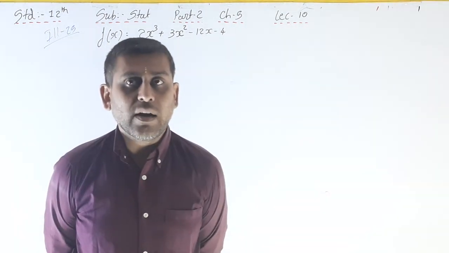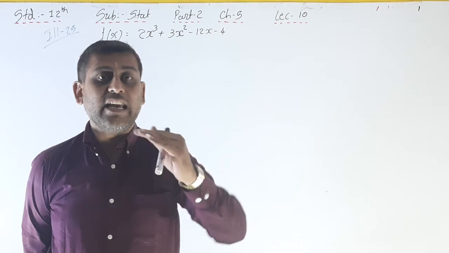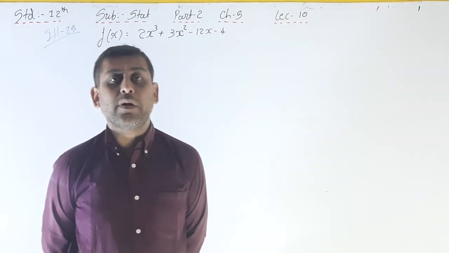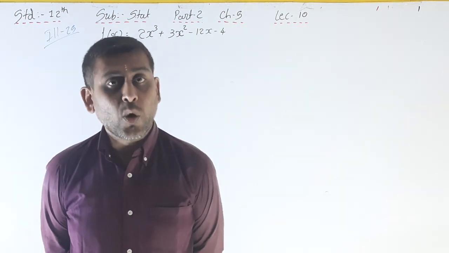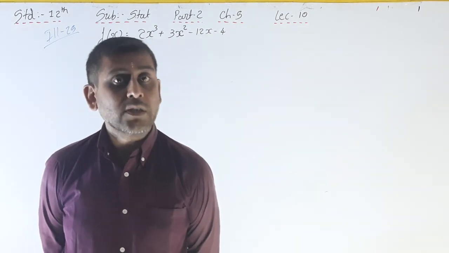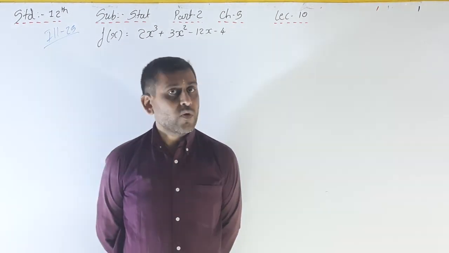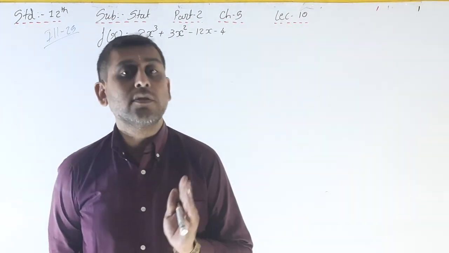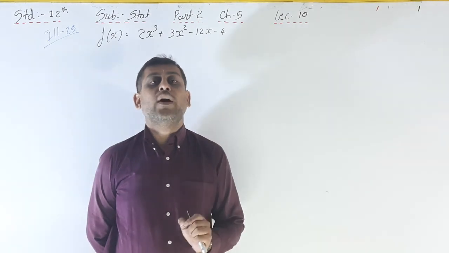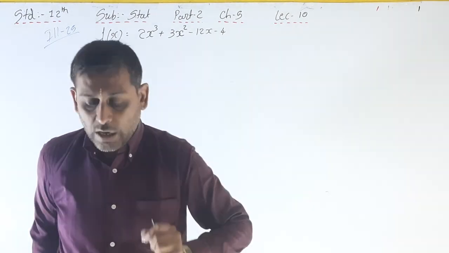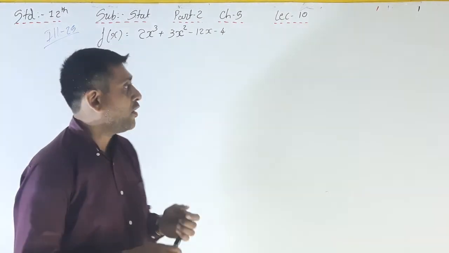In our last lecture we already showed the steps how to find out the maximum and minimum value of a function. What is the first step? I think you all remember all the steps, otherwise we cannot do this particular sum. Your first step is to find the first differentiation.